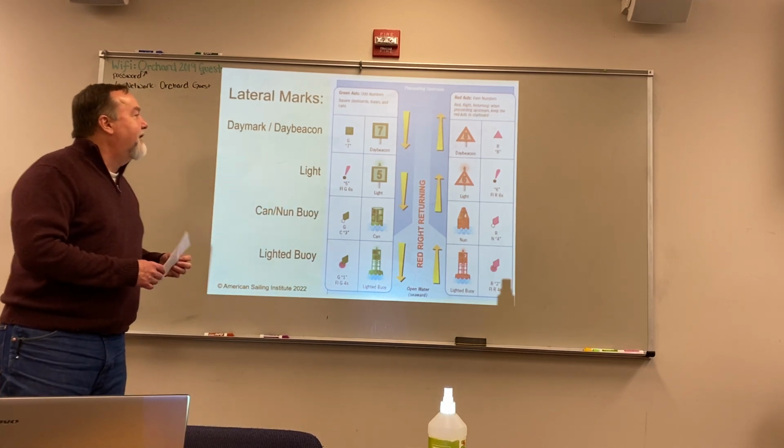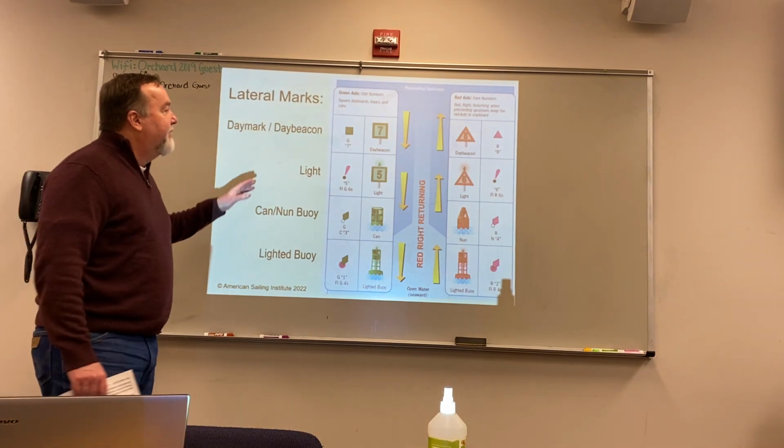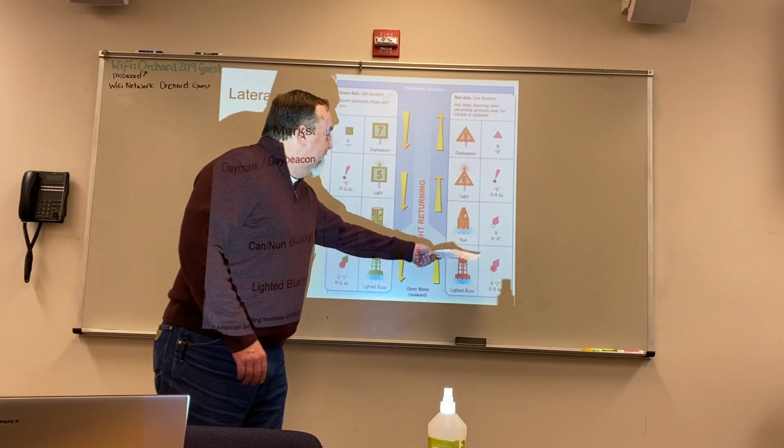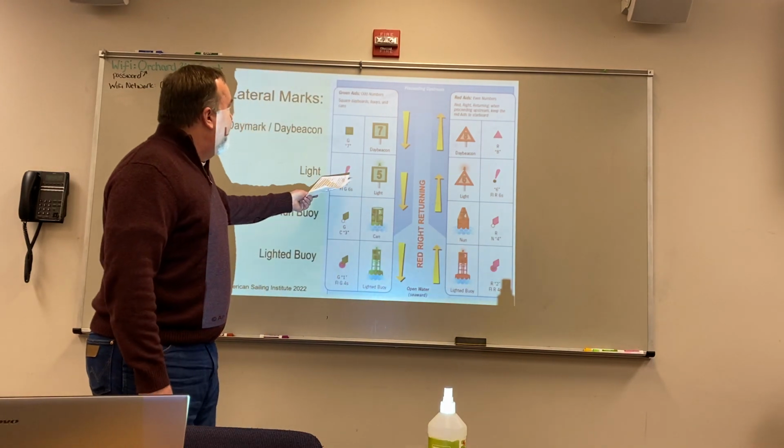We also can have, like in the case of the St. Clair light, when the ferry's going upriver, they're going to have a lighted buoy on one side, which was depicted this way, and the St.